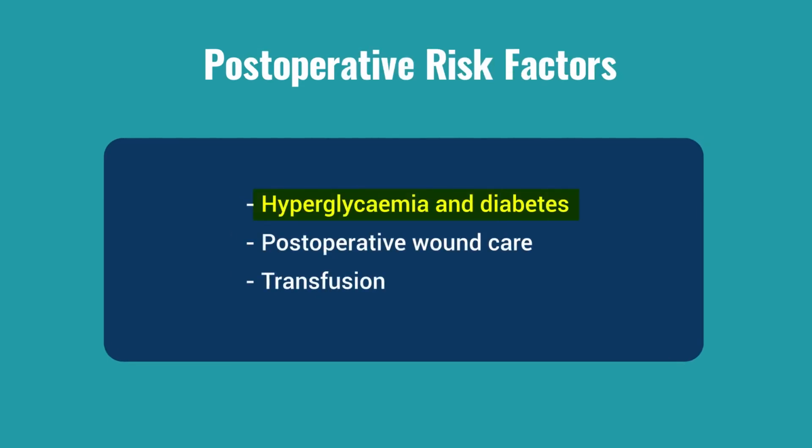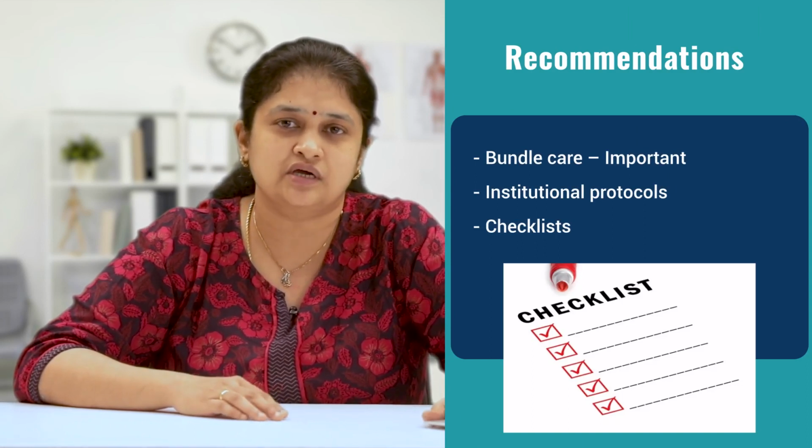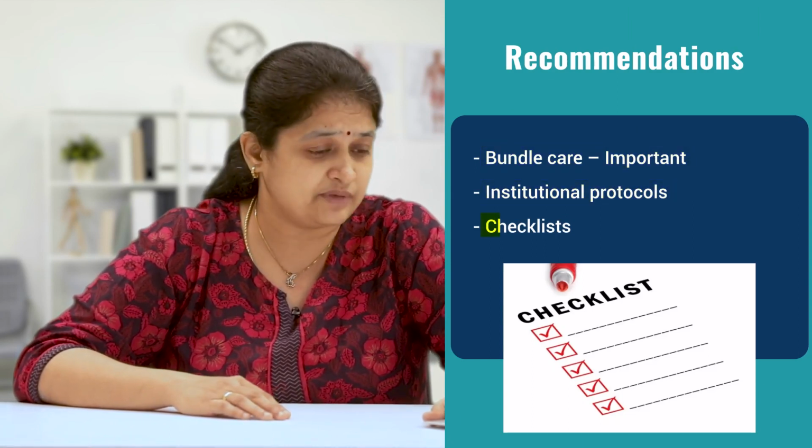So the postoperative risk factors are hyperglycemia and diabetes in the patient, postoperative wound care which is not appropriate, and if there is an increased transfusion rate in the patient postoperatively, that increases the risk of infections. There are many risk factors, too many individual variabilities for each patient. So we need to be very careful about how we take the patient through the surgery for a good surgical outcome. So there are a lot of surgical communities and societies who have sat together and brought about a lot of bundle care and institution protocols which can be used as checklists.